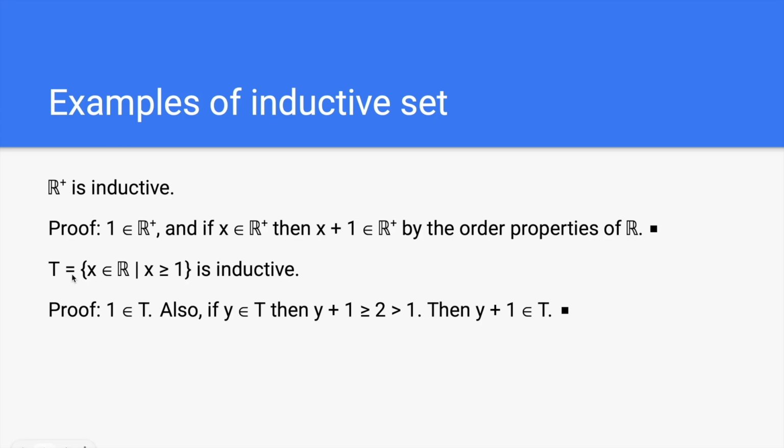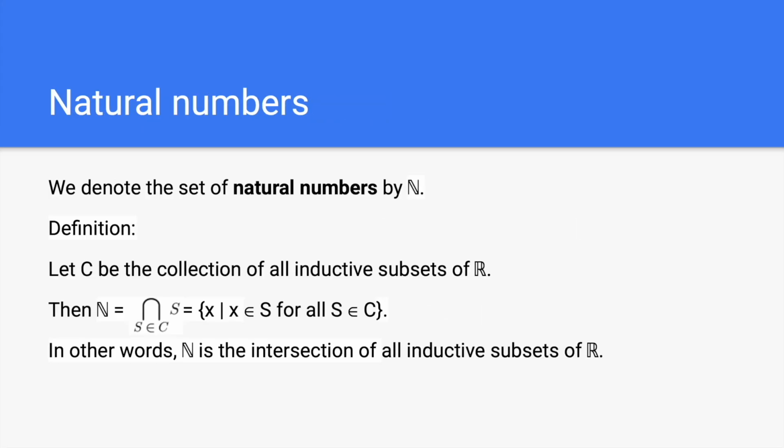T, equal to the set containing all real numbers x such that x is greater than or equal to 1, is inductive. Proof: 1 belongs to T. Also, if y belongs to T, then y plus 1 is greater than or equal to 2, which is greater than 1. Then y plus 1 belongs to T.